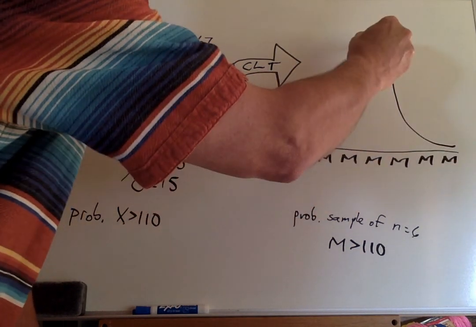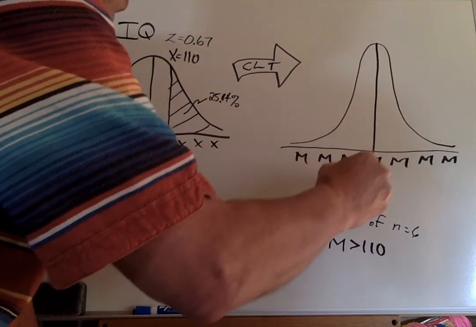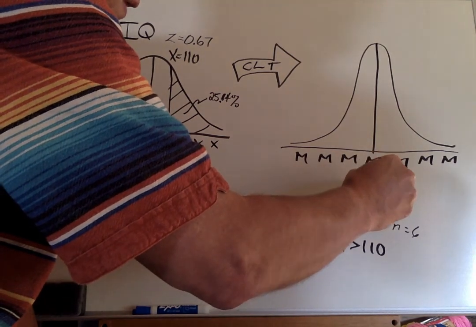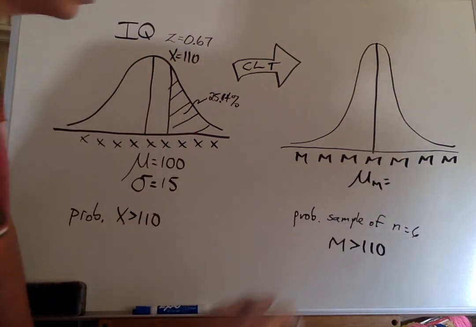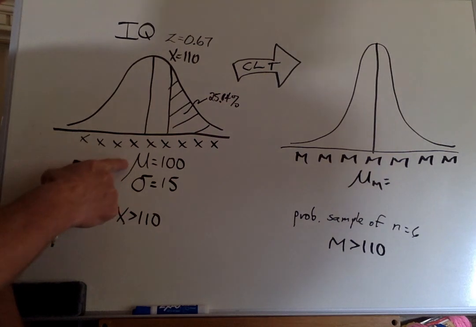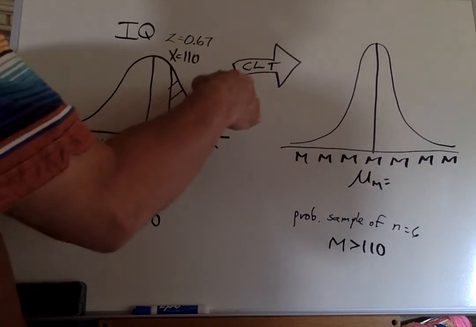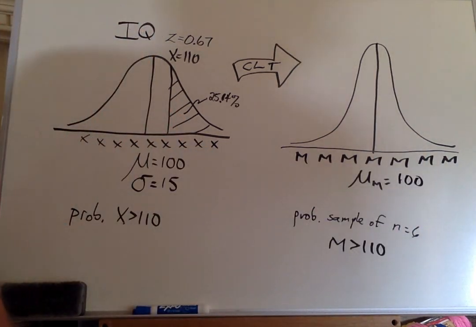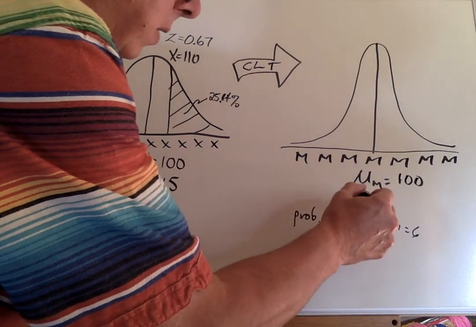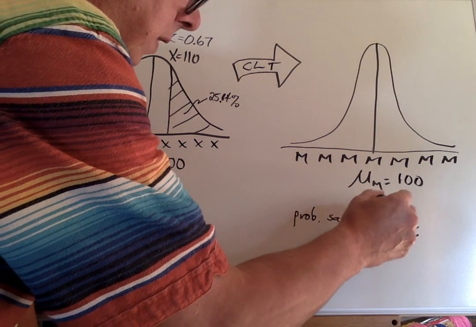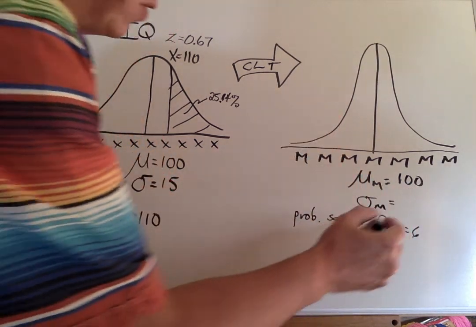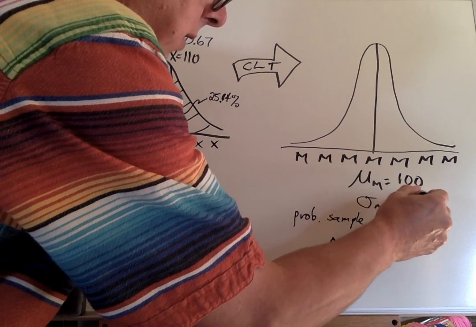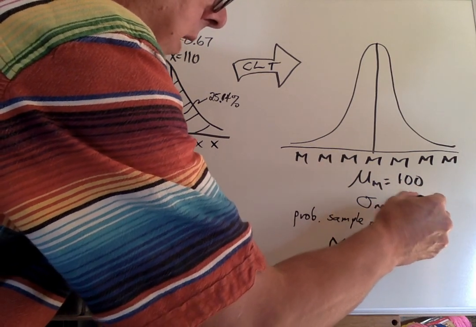We can draw that. I know that for this distribution, the mean of all the sample means is going to be equal to this. How do I know that? From my central limit theorem. So here we go. Okay. So far, so good. And I know that the standard deviation for this distribution is going to be equal to the original standard deviation divided by the square root of n.